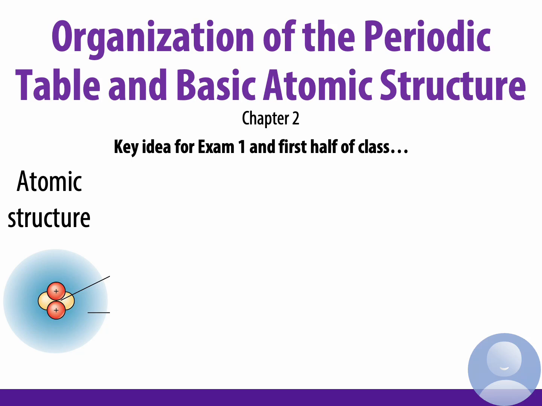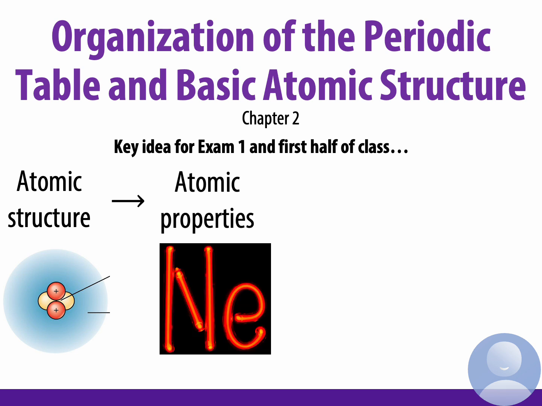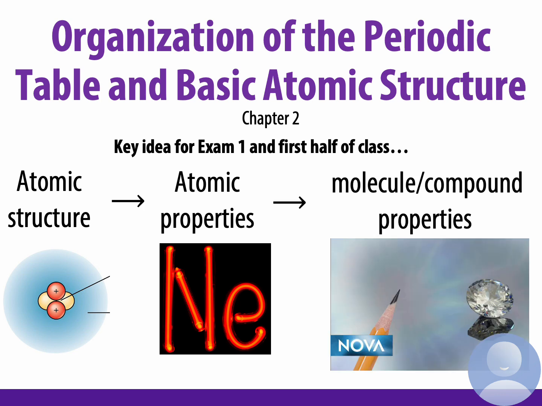The first part of this class goes into the structure of atoms and uses that to build up an understanding of the properties of atoms, and from there to the properties of compounds and molecules. So to take a nice example, carbon can be arranged into graphite, as shown in the pencil, or also into diamond. The same atoms, but depending on how they're arranged, we get very, very different properties.